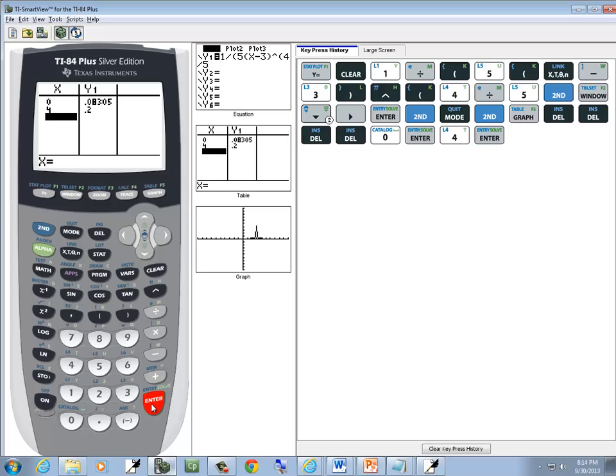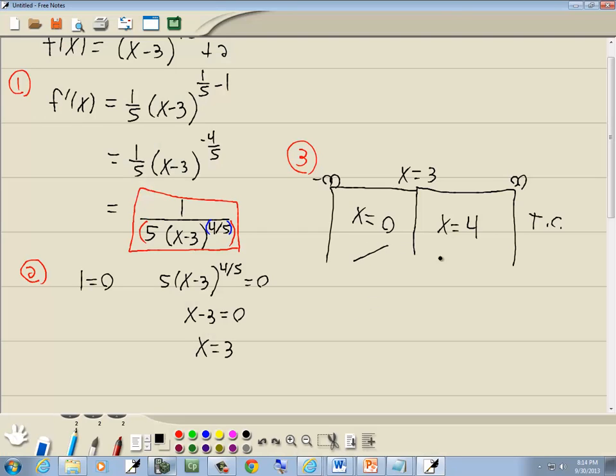Now notice both of them give me positive numbers. So this is increasing and this is increasing. So it's increasing from negative infinity to 3, and it's increasing from 3 to positive infinity. Where I get those from is these numbers across the top. This interval here is negative infinity to 3. This one is 3 to positive infinity. And that would be our answer.